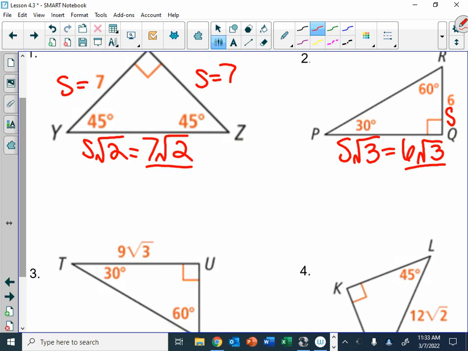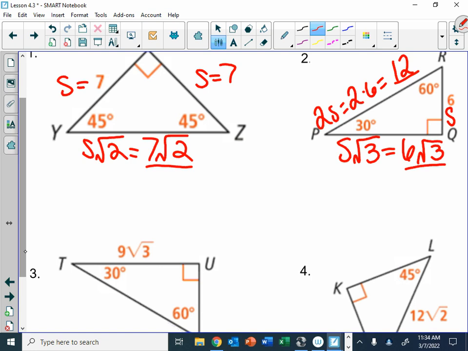All right, and then my hypotenuse for a 30, 60, 90 is what? 2S. S is 6. What's 2 times 6? 12. Okay, so your hypotenuse is 12, 2 times 6, where S is 6. Okay?